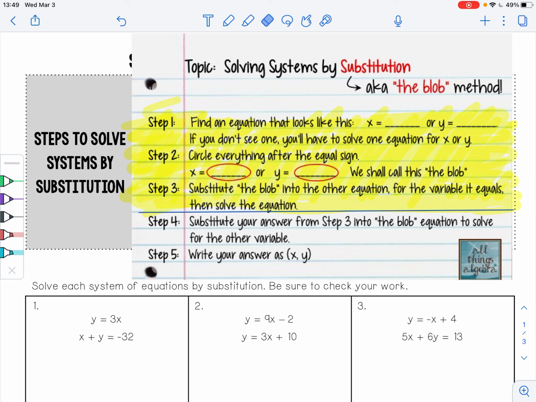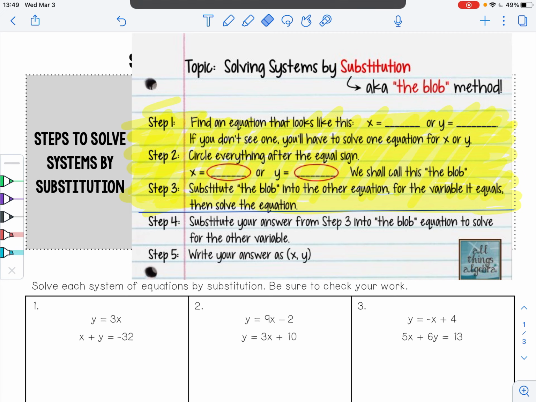Okay, so step 1 is finding an equation that looks like either x equals or y equals. So you'll have x, an equal sign, and then a bunch of junk after that, or you'll have y, an equal sign, and a bunch of junk after that. That's the first step. If you don't have one like that, then you have to solve the equation for x or y, and we'll get to that a little bit later on.